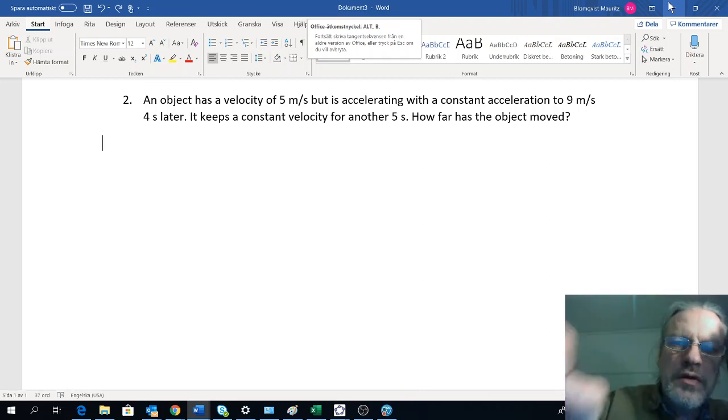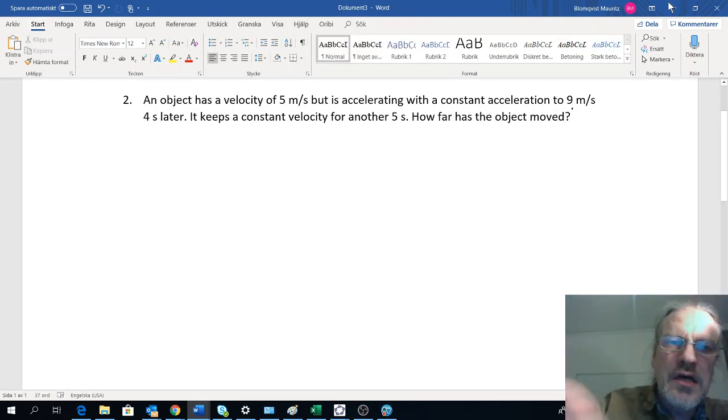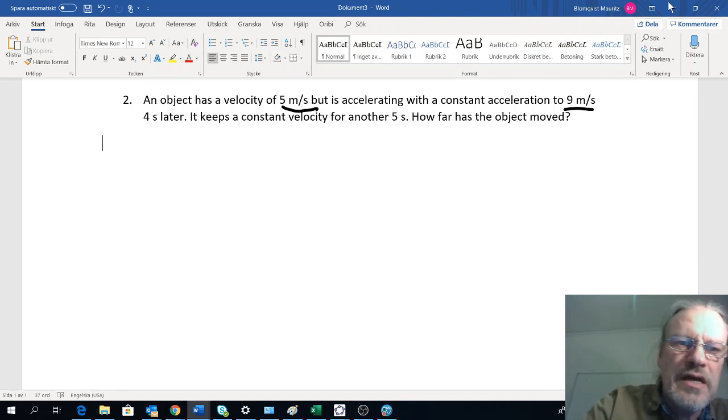So, in other words, we'll look at this. We start with 5 meters per second, right? And then we have a constant acceleration to 9 meters per second, and that happens 4 seconds later. So we will start with making a VT graph.